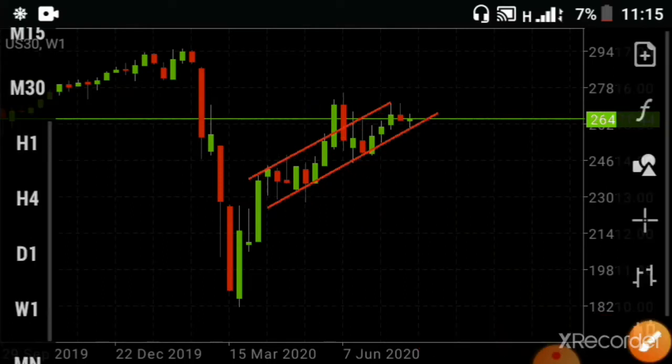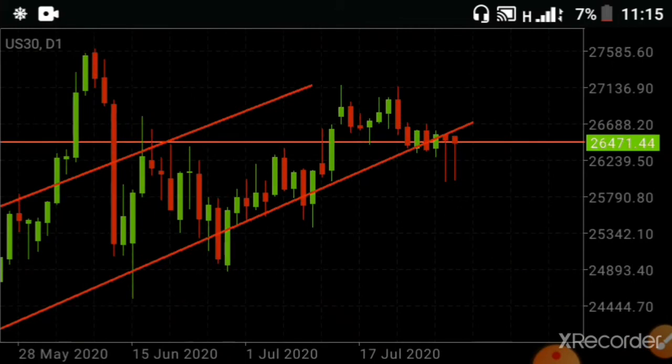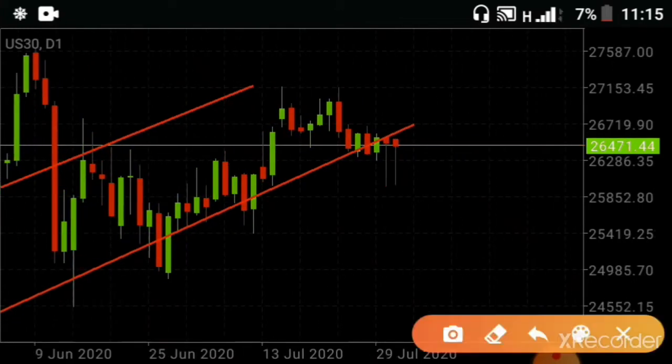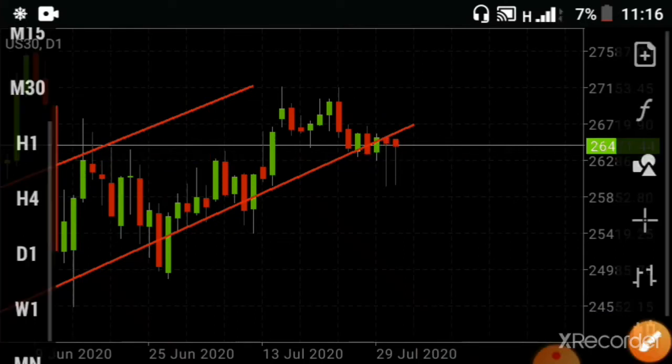Now let's go down to our daily time frame. From here we can see that there is a strong support at this point here. Also we can see the rejection on double occasion on the two candles here. Okay, let's also go down to our 4 hours time frame.